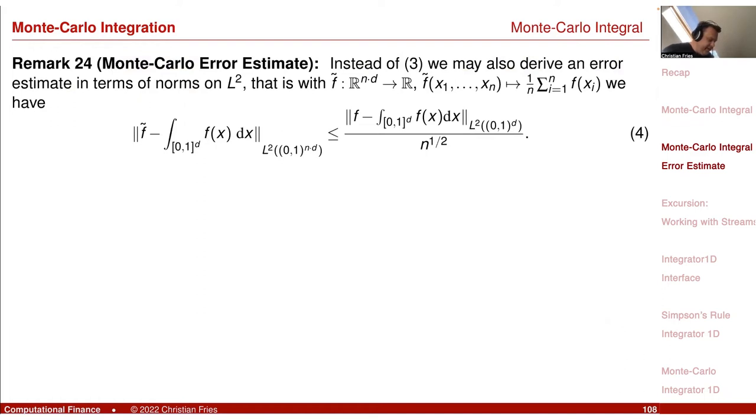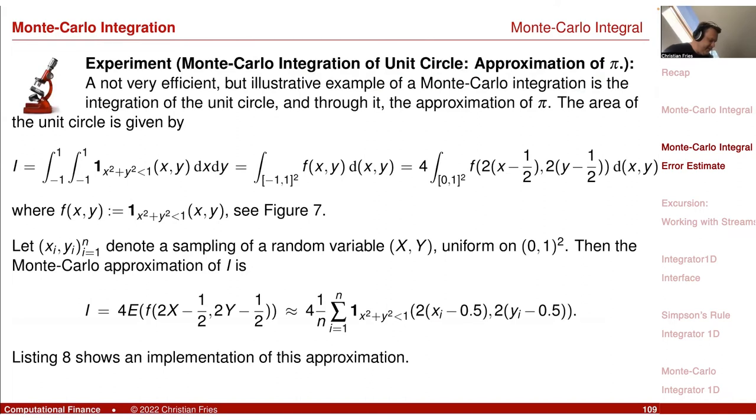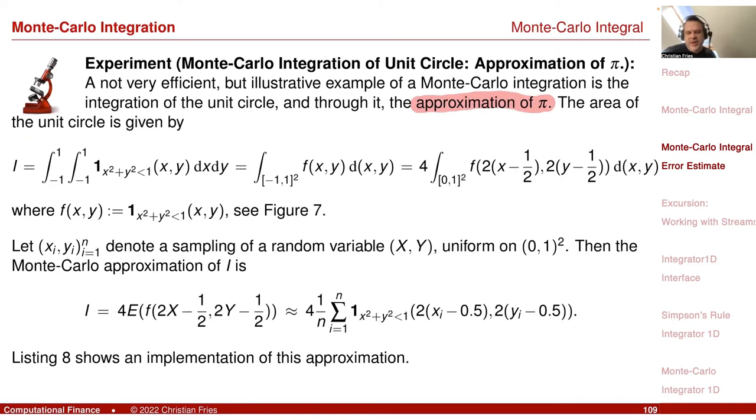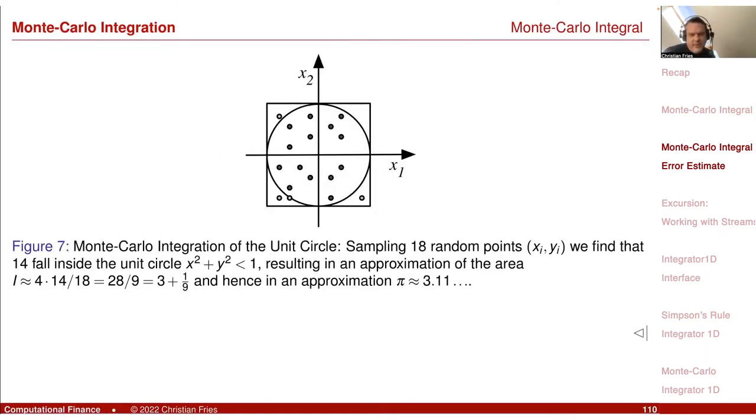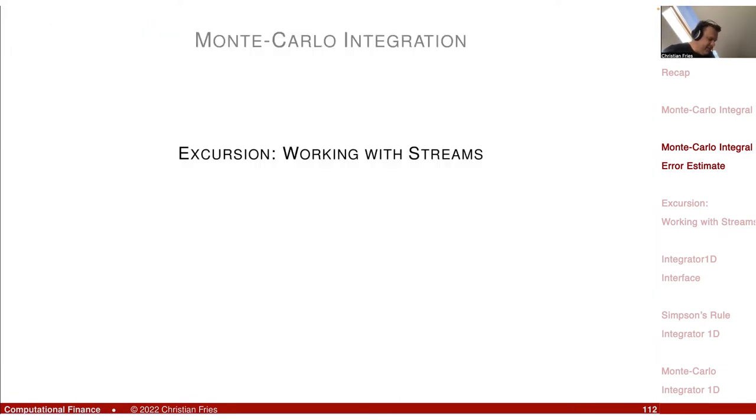So you can also reformulate the error estimate for the integral in an L2 norm sense, but that's not so useful for us, so maybe we can skip that. And here you find a nice experiment, maybe you can do that later, where you can approximate pi very nicely by a two-dimensional integral, and then perform a Monte Carlo integration, so approximate pi by this Monte Carlo experiment, where you just count if a random point lies inside the circle or outside the circle. That's the corresponding code. Maybe you can do that later.